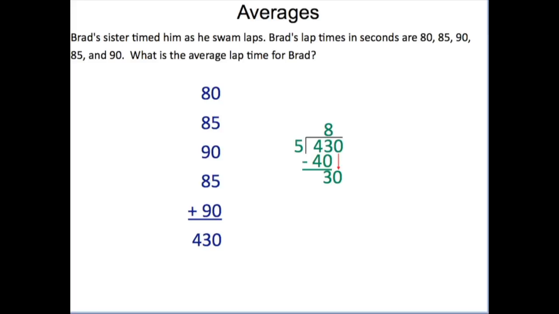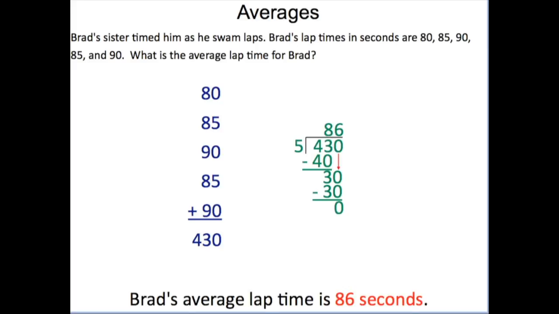Now how many groups of 5 can I make out of 30? Well, I can make 6 groups. 6 times 5 is 30. 30 minus 30 is 0. So Brad's average lap time is 86 seconds.